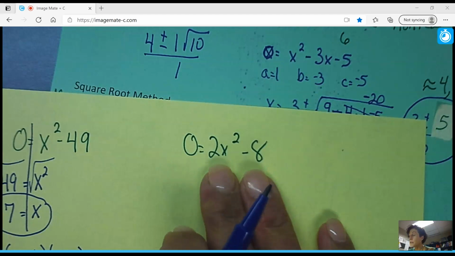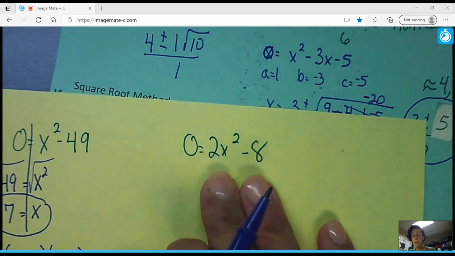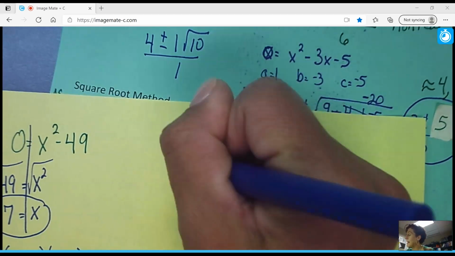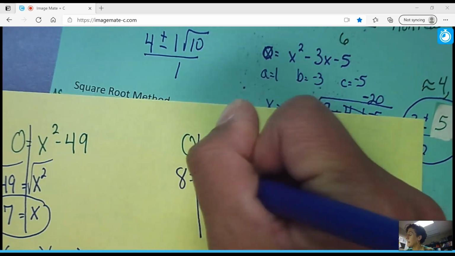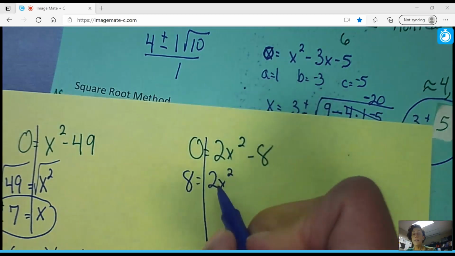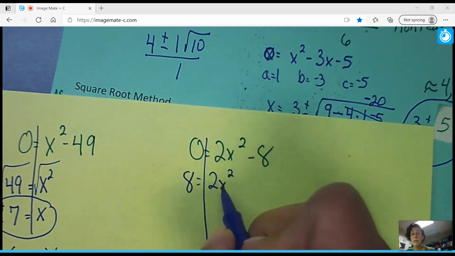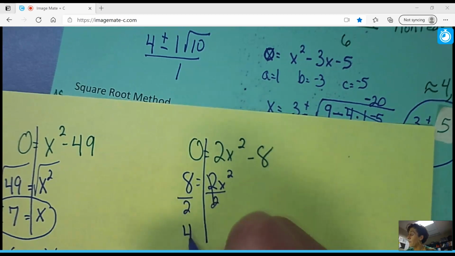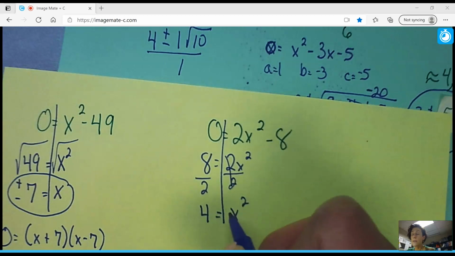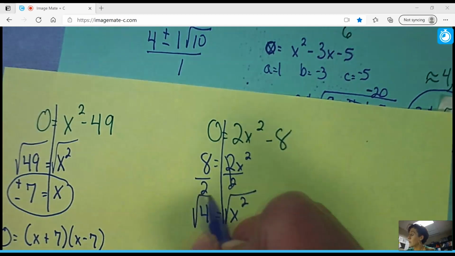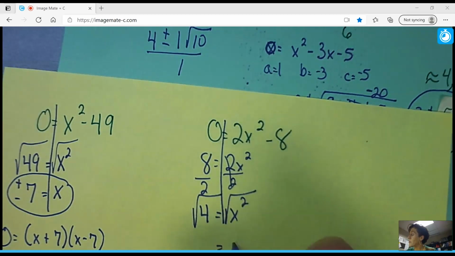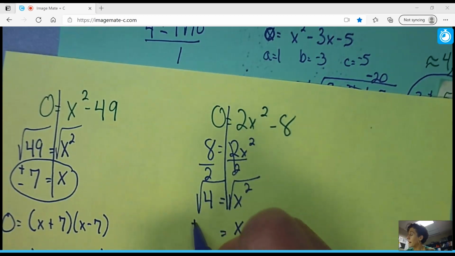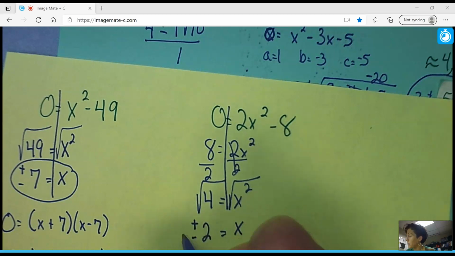This problem is also a difference of squares if you do a GCF first. But let's say you don't see that. So first, I'd add 8 over here, so it's a positive 8 here and still 2x squared. So after my addition subtraction, I move my 2 times x squared. I move my 2, I divide by 2, and I divide by 2, so I get 4. And now to get rid of the squared, I square root. The square and the square root cancel out, and I'm just left with x, and then the square root of 4, this is where I get my positive and negative 2.